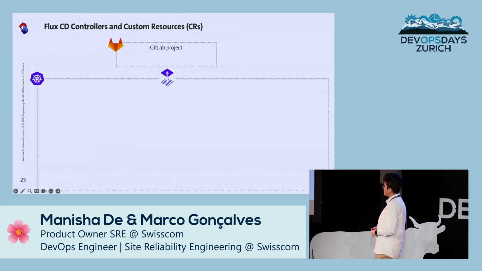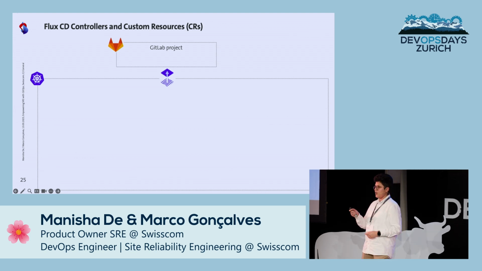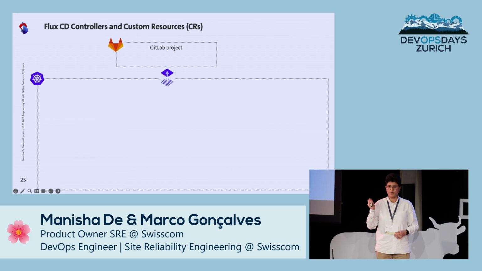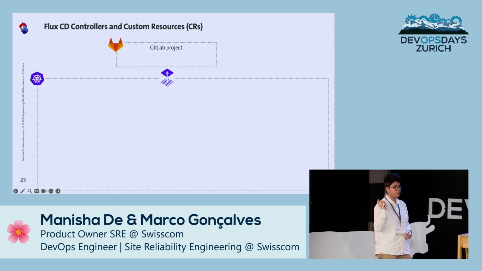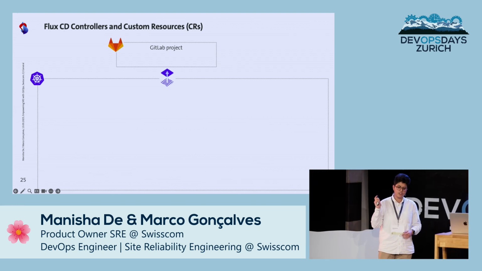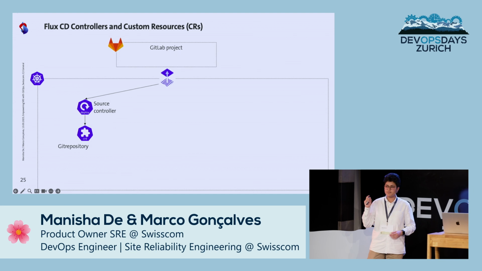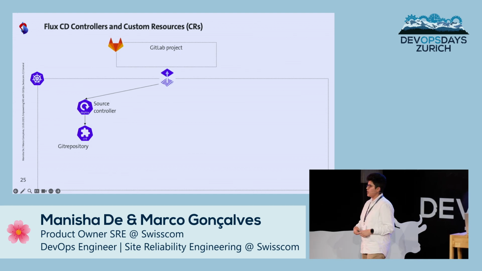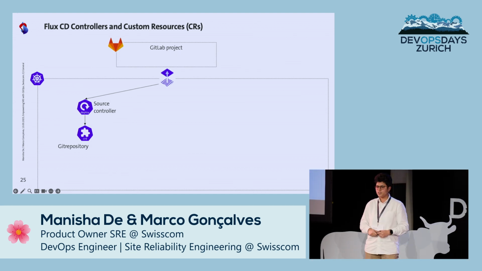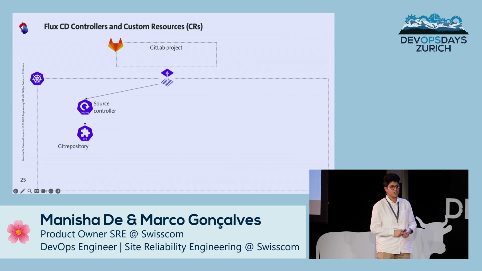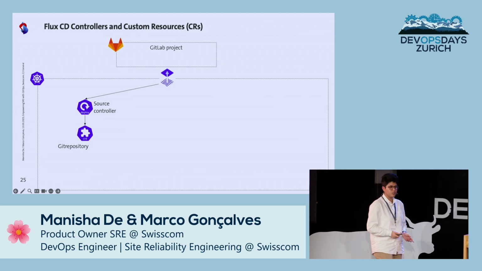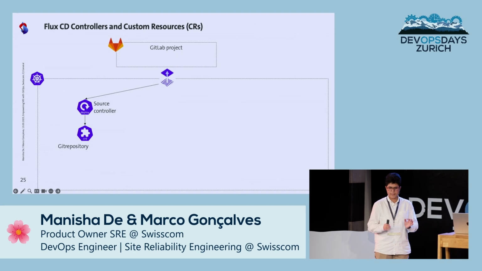So what do we have till now? We have a GitLab project. We have our application source code there. We have a Kubernetes cluster, which has been bootstrapped with Flux. What did it result in? So we have one of the controllers, which is called the source controller, that is responsible for the reconciliation of a custom resource that is called the Git repository.